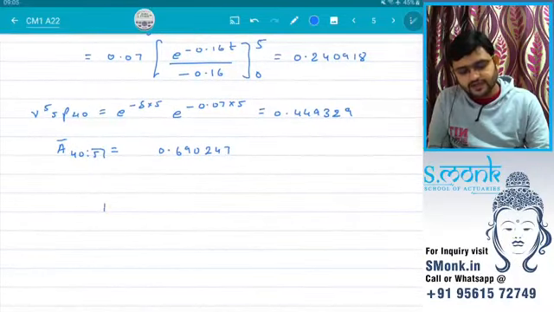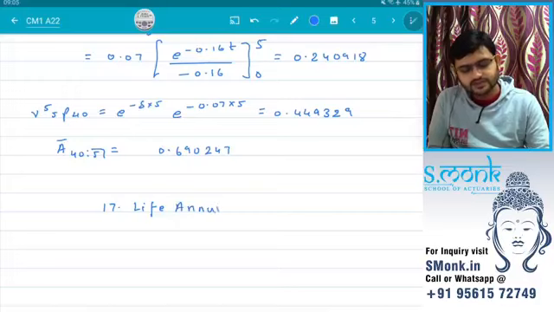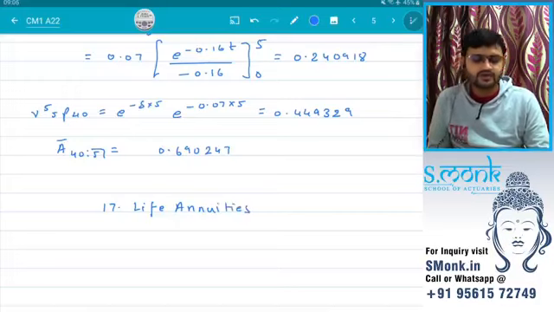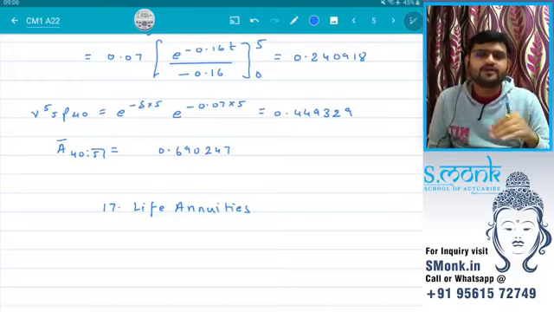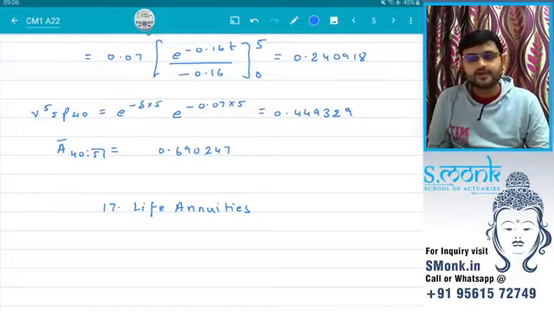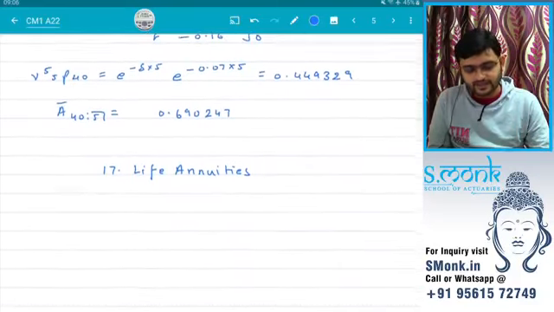So our chapter 17 is life annuities. If we have payments multiple times a year, we will be calling them annuities, installment payments, right? In this case, we are going to take the life annuities. That means we will be taking the life portion also, the probability portion, in these annuities.